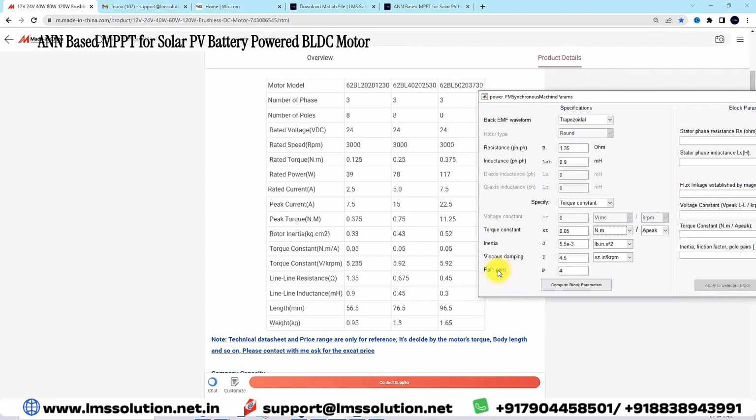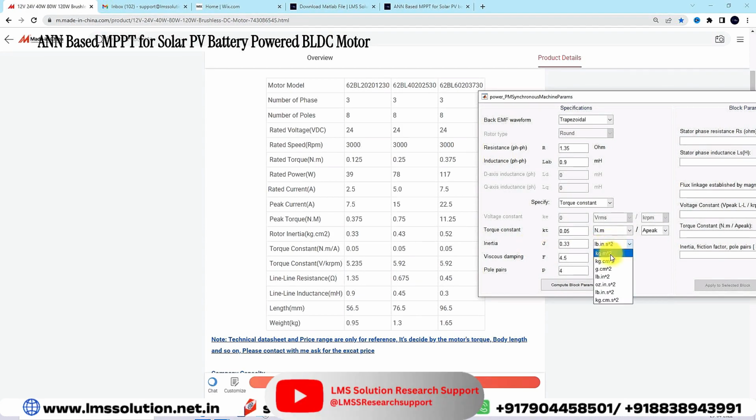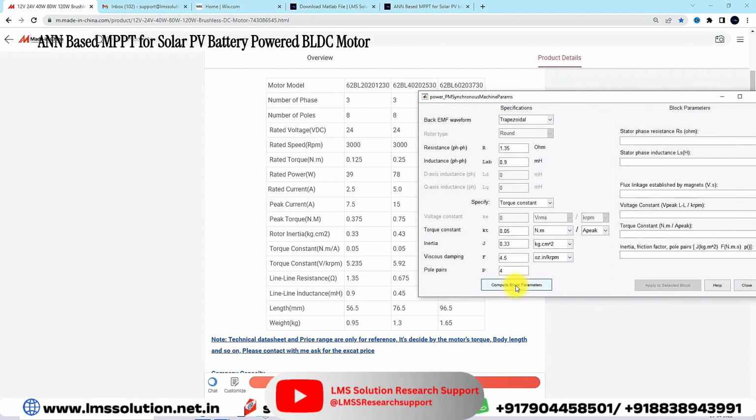Then you need to specify the number of pole pairs. Here the number of poles is 8, so pole pairs is 4, and then the moment of inertia, the total inertia, is 0.33 kg centimeter square. Here you have to change it to 0.33 and change the unit to kg centimeter square. And then you can click compute block parameters.